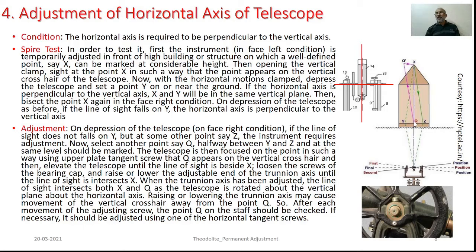Bisect that particular station Q and elevate the telescope vertically so that the line of sight will be just adjacent to that station X. So here this particular difference is to be nullified. In order to do so, here we'll be making use of this particular capstan headed screw provided at the adjustable end of the horizontal axis.